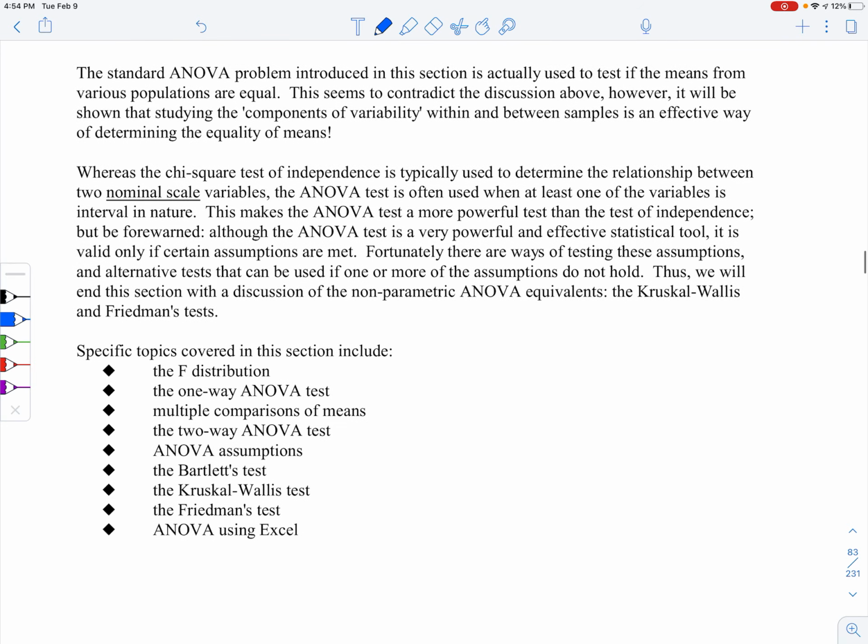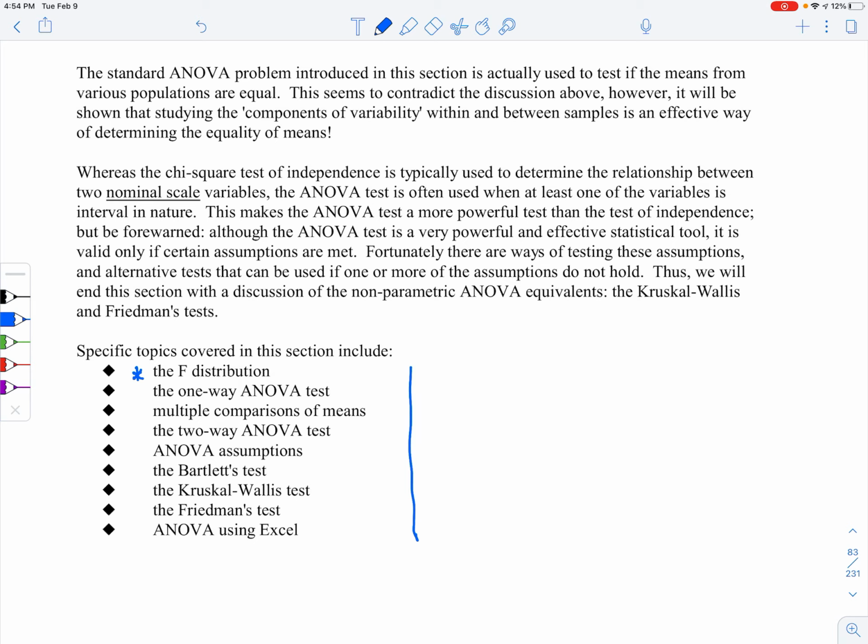We will specifically be looking at a bunch of different topics here. So we'll start with a new distribution, and this will be your last distribution that you'll be introduced to in your first 2 stats courses, so the F distribution. And then we'll take a look at something called the one-way ANOVA test with its multiple comparison of means.